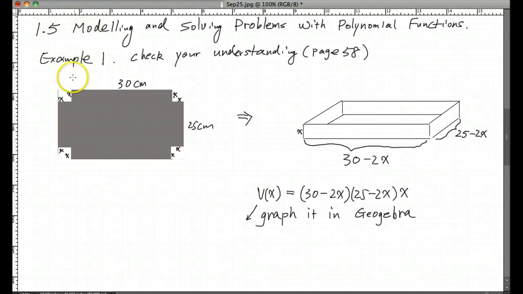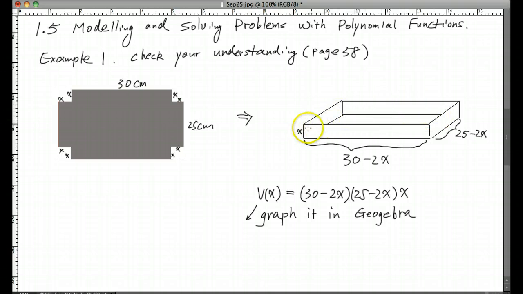So this question is about a cardboard that's originally 30 centimeters in length and 25 in width. At each corner, a square with side length x is being cut. The x can vary, and then each side is folded up to form this kind of box without a lid.